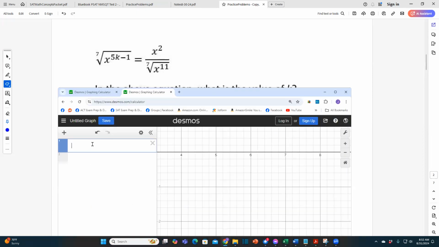In decimals, to get the 7th root, you just type nth root. Okay, then you put the 7 here. Okay, and then if you do x1, and then I want to do exponent 5k minus 1. Yeah, put that in parentheses. And do a regression.